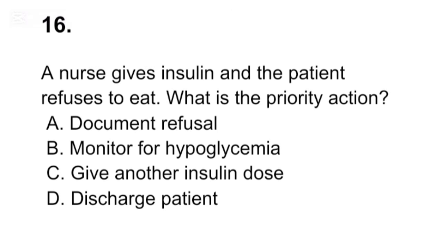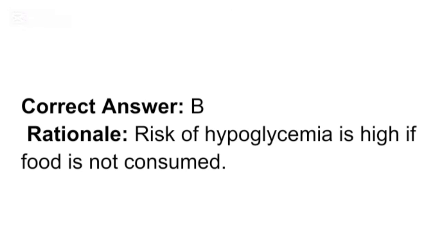16. A nurse gives insulin and the patient refuses to eat. What is the priority action? A. Document refusal. B. Monitor for hypoglycemia. C. Give another insulin dose. D. Discharge patient. Correct answer, B. Rationale: risk of hypoglycemia is high if food is not consumed.